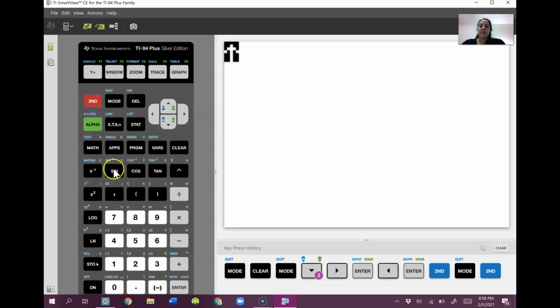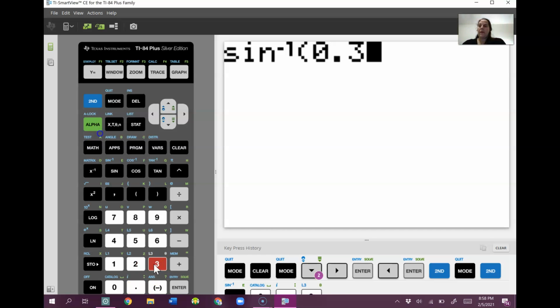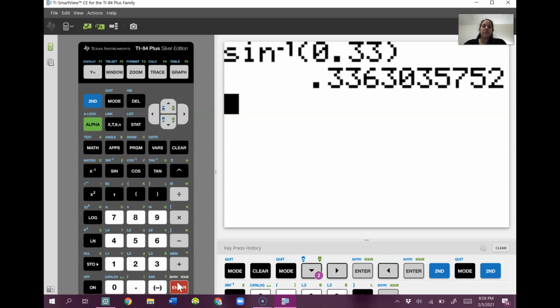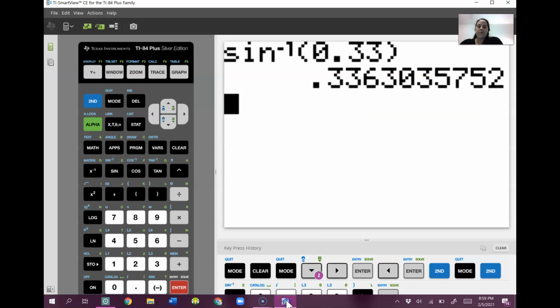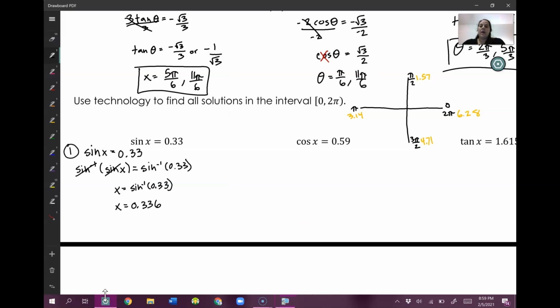So now I need to find my inverse sine. It's second, and then your sine button, you see that little inverse sine up there. And then we're going to do 0.33. So this is the answer it's given us, 0.336. That is the answer our calculator gives. X equals 0.336, I believe it was, right? Yes, perfect.